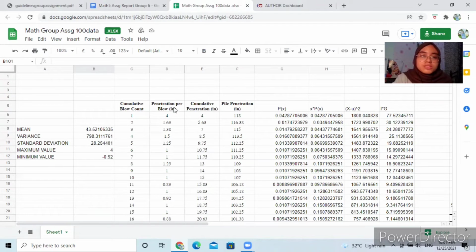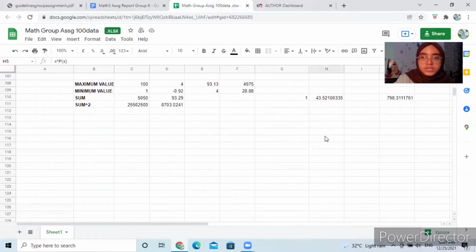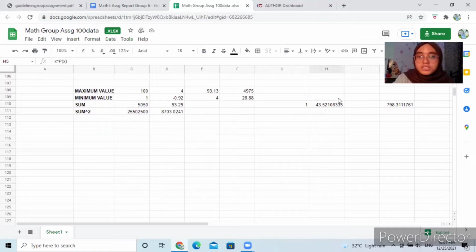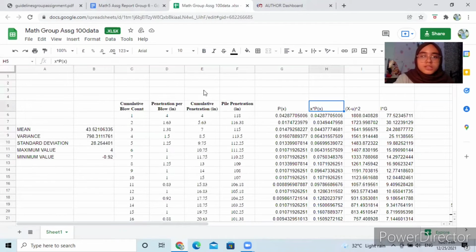So firstly, for the mean, we actually needed to find the probability first. So the probability for the penetration per blow, these are it. Each of the formulas are different according to the law, and then for the mean, we needed to multiply the probability with the cumulative blow count over here. And then when we get the sum, that is our mean.